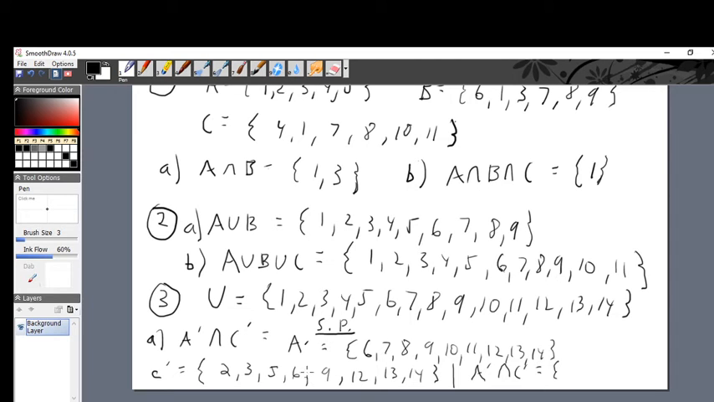Yes, they do. 6 and 6. Do they both have 7? No. Do they both have 8? No. Do they both have 9? Yes. Do they both have 10? No. Do they both have 11? No. Do they both have 12? Yes. Do they both have 13? Yes. And do they both have 14? Yes. There it is. There is the final answer right over here. A prime intersect C prime.